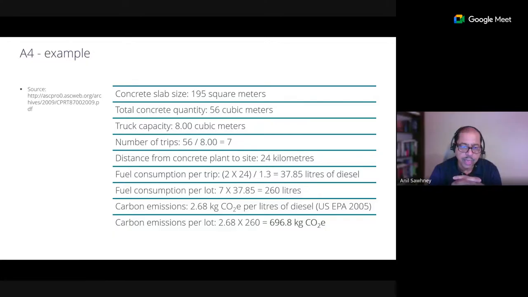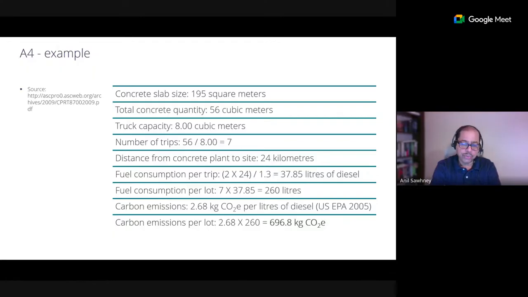In the US, we have cubic yards, so converting truck capacity, let's assume each ready-mix truck, transit truck, will have 8 cubic meter capacity. So you need 7 trips to bring this ready-mix concrete to site. Let's assume, again, hypothetically, the concrete plant to construction site is 24 kilometers one way.